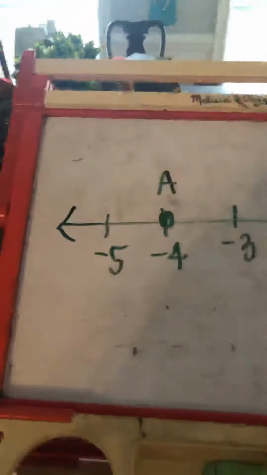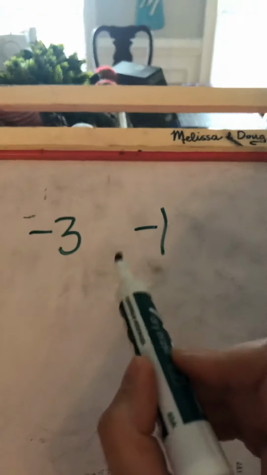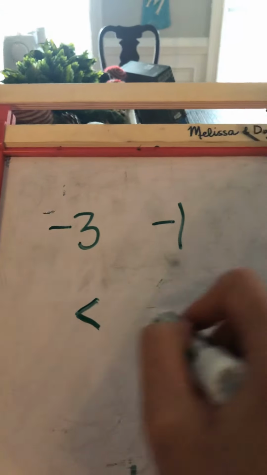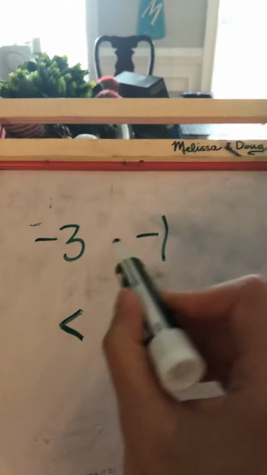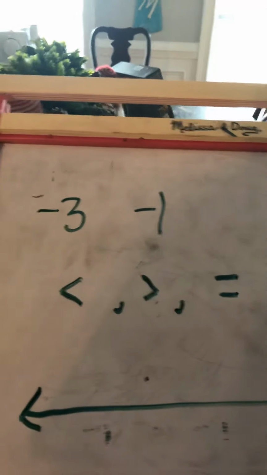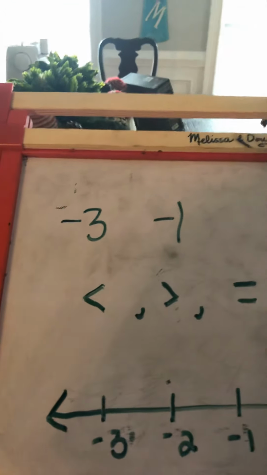Okay. You will also be asked to compare your integers. Now, comparing is where we're using the less than, greater than, or equal sign. So it might have like -3 and -1. So you're going to be given two numbers, and you have to be able to tell me what sign. Is it a less than sign, a greater than sign, or an equal to sign that goes in between these two numbers? Again, if you need to draw a number line on your paper to answer these, please do that.